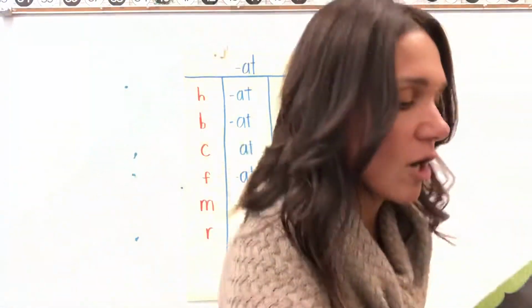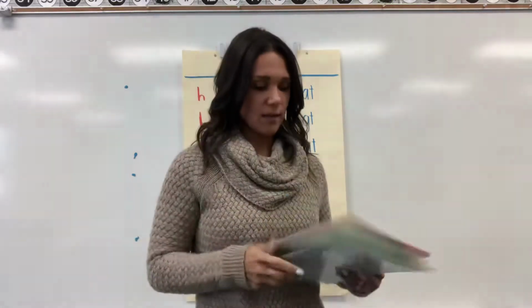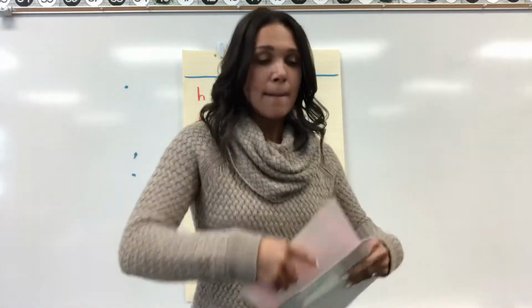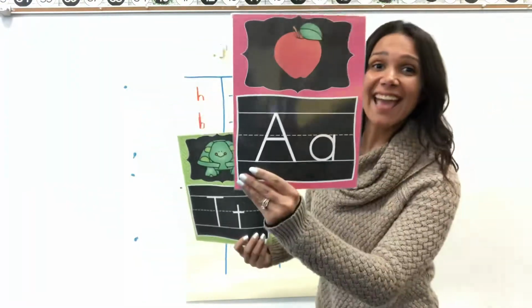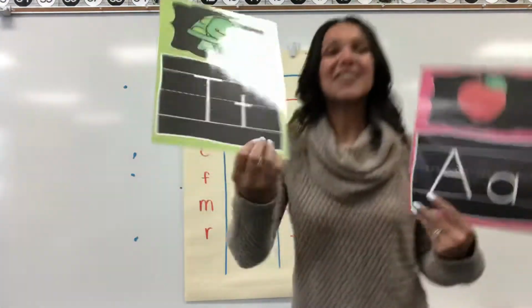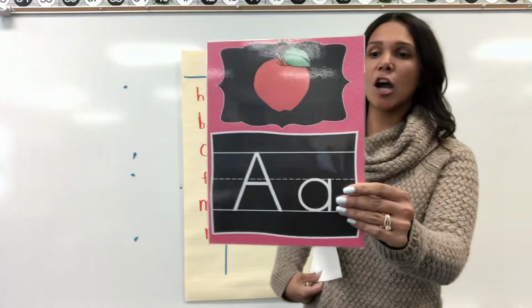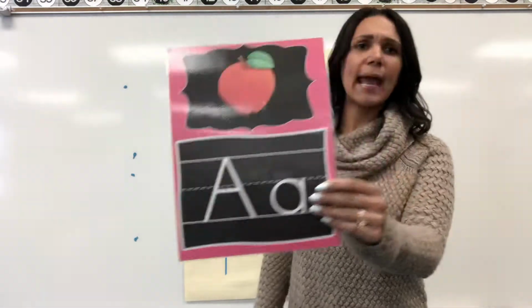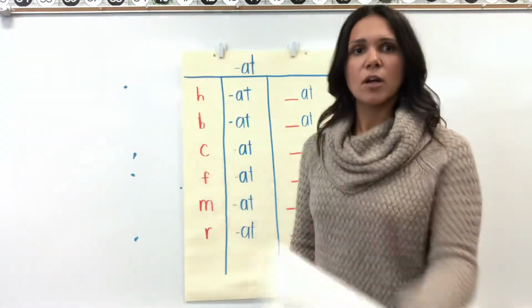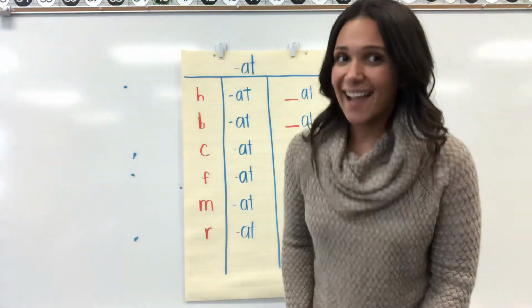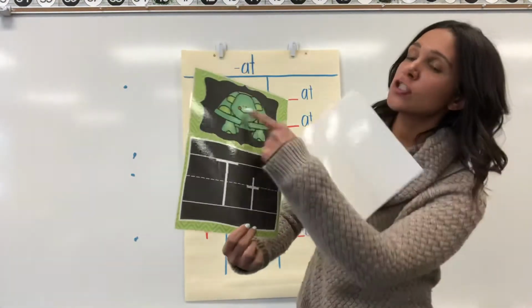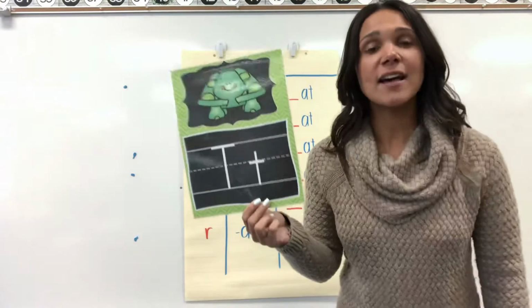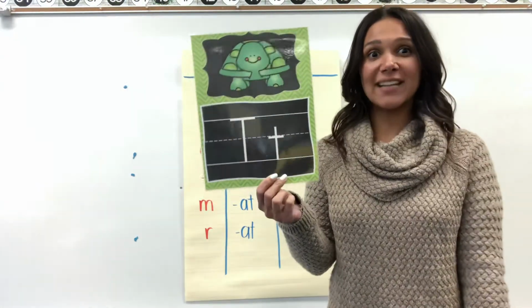Okay, so I'm gonna take two of my picture cards out because we did a little bit of a review for a reason, but our word family has these two letters in it. What two letters do I have? Good, A and T. Great job. When I'm looking at my picture card A, I see an apple. And when I say apple, I hear the eh, eh, eh sound. Go ahead and do that with me. Eh, eh, eh. Great. When I see the letter T, I see a turtle. When I say turtle, I hear the t, t, t sound. Go ahead and do that with me.